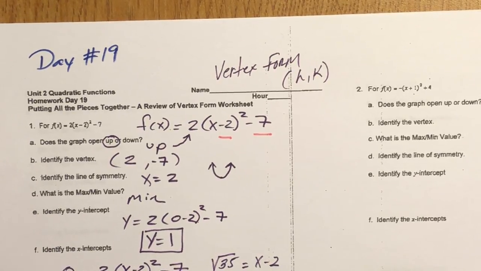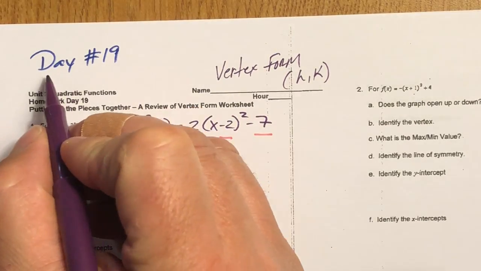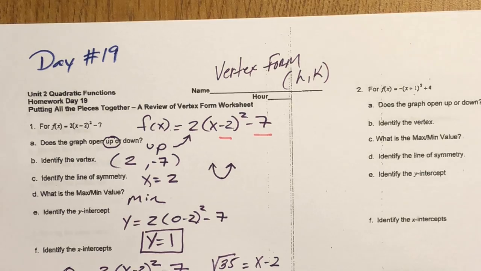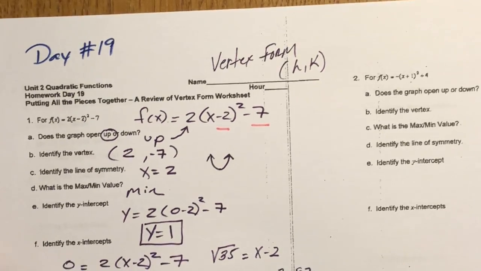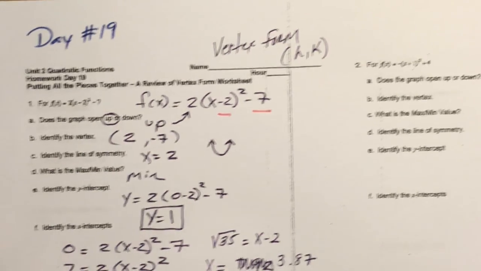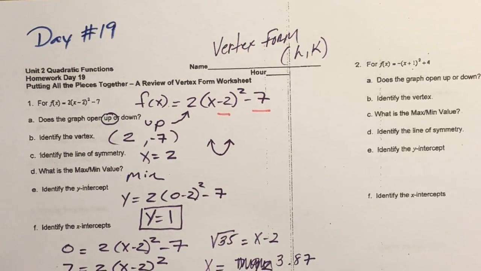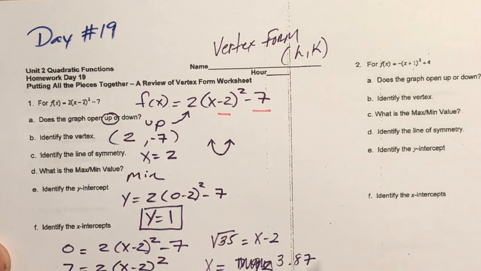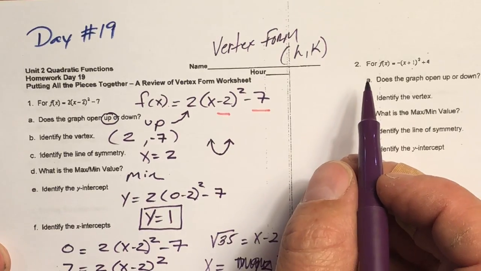These are notes for day 19. If you're having issues with day number 19, this is your homework assignment. So if you're having issues with it, you can go through some of these, and I can answer some questions and check your homework at the same time. The first example I have written out here, and then we're going to do the second example together.